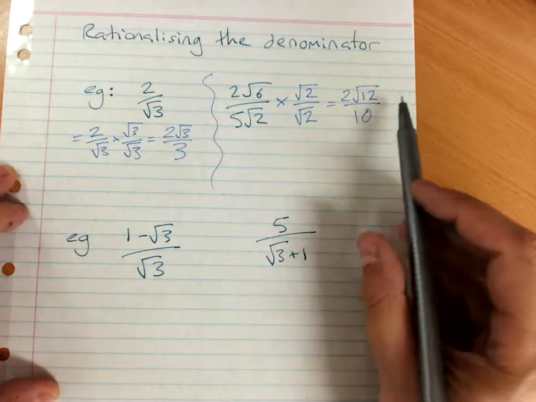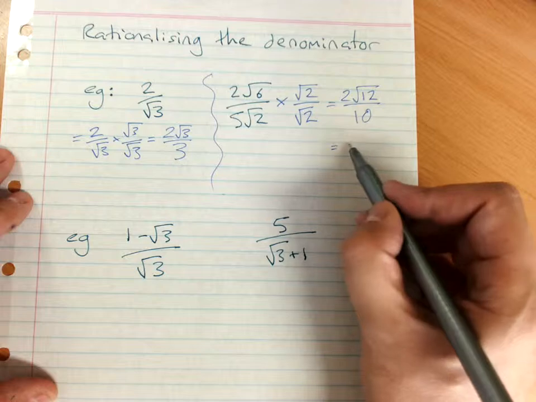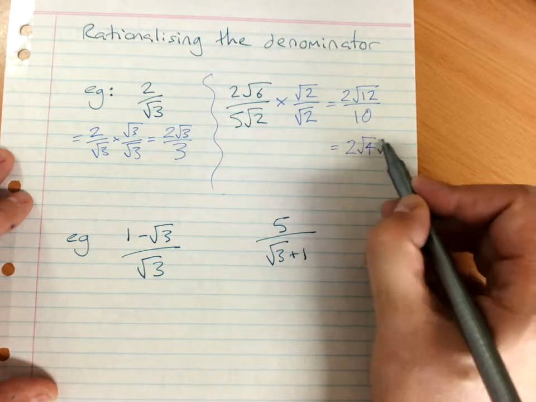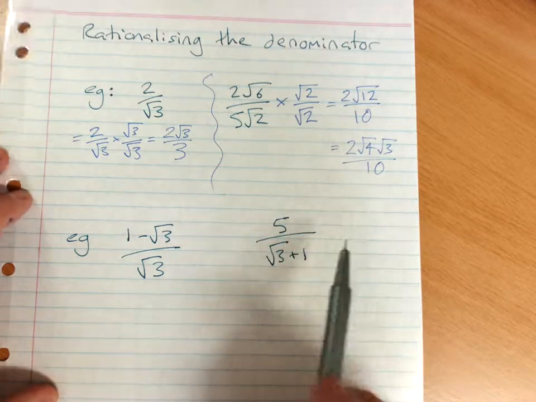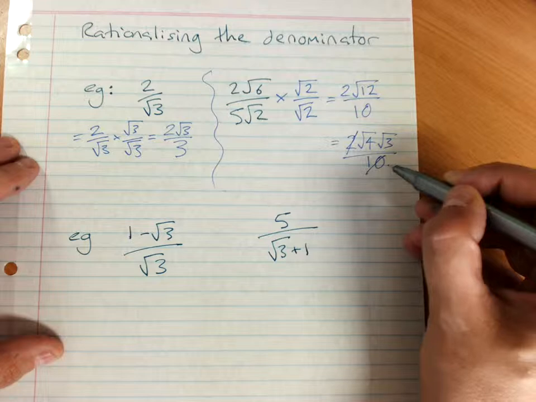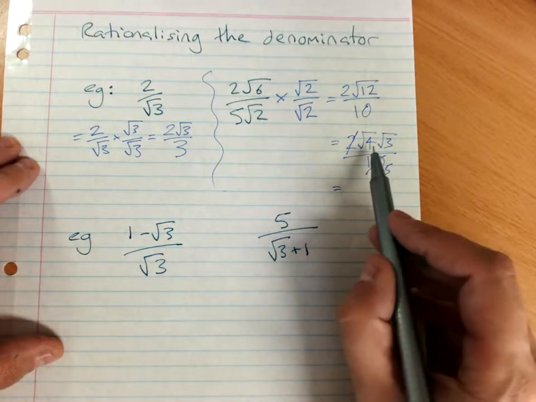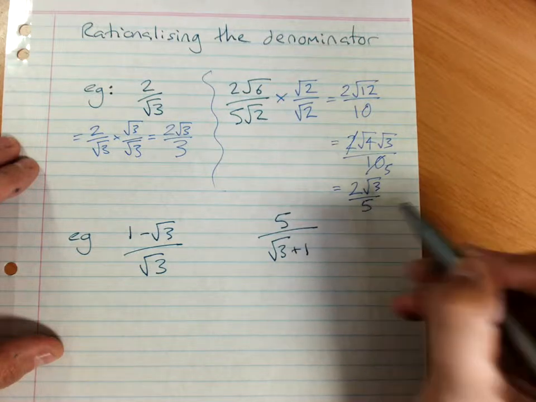You would simplify if you could. Root 12 is one that you can simplify. So that's 2 times root 4 times root 3 on 10. You can also simplify the 2 and the 10. Divide by 2 on the top and the bottom. So I've got root 4, which is 2, root 3 on 5.